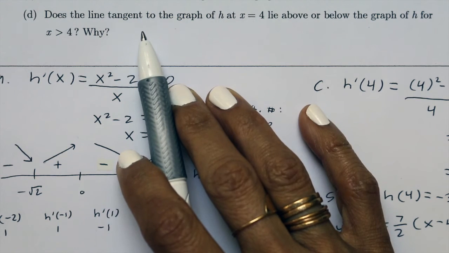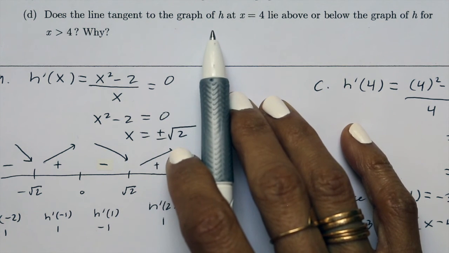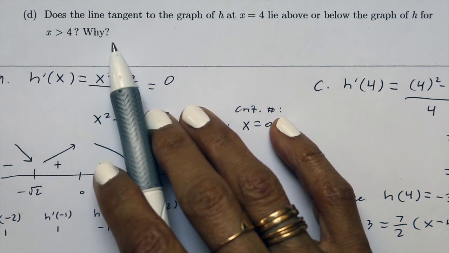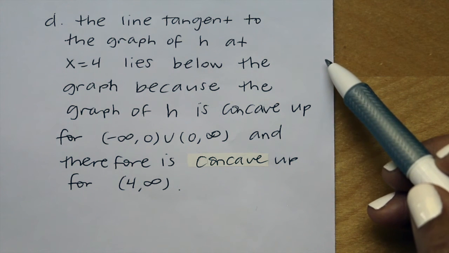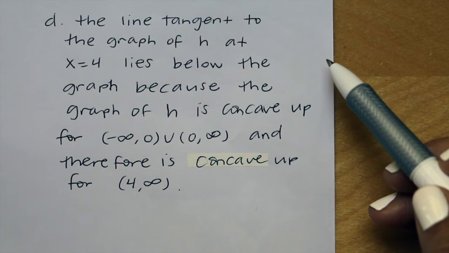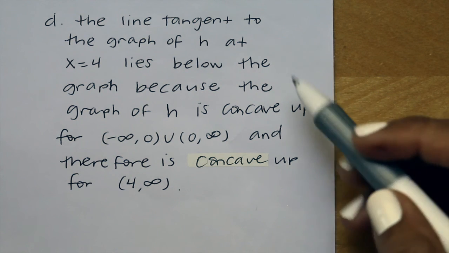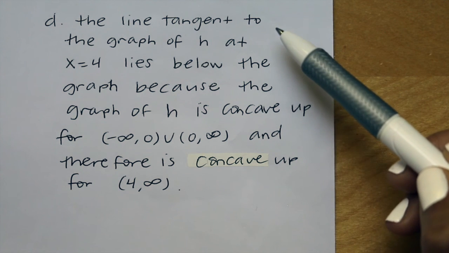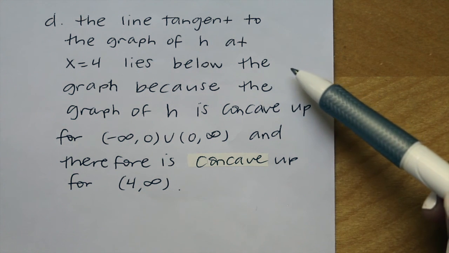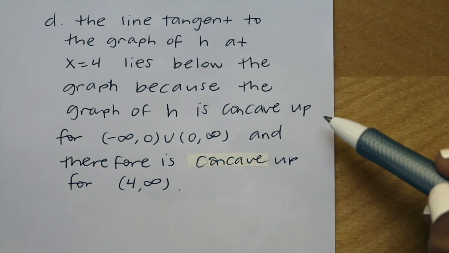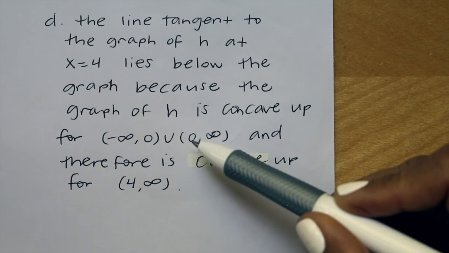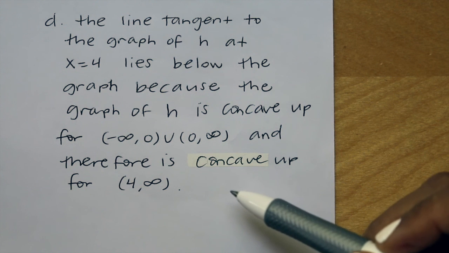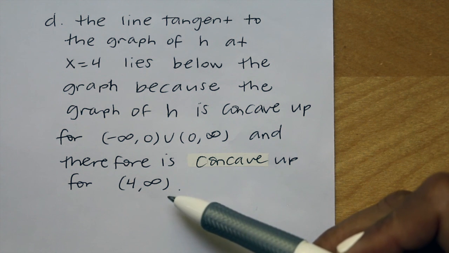Part D says, does the line tangent to the graph of h at 4 lie above or below the graph of h for x greater than 4? In part B, we determined that the graph of h is concave up for all values except for 0. So if your graph is concave up, that means any tangent line you draw will be below the graph. So I just wrote that out. The line tangent to the graph of h at x equals 4 lies below the graph because the graph of h is concave up for all values except for x equals 0, and therefore is concave up from 4 to infinity.